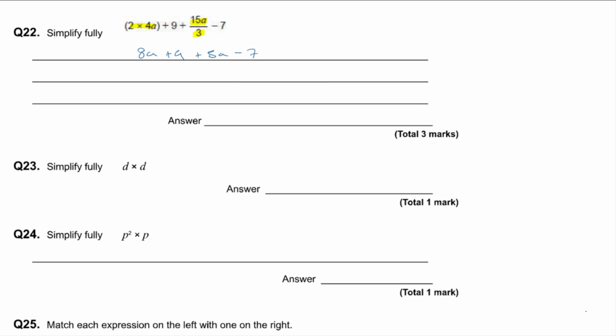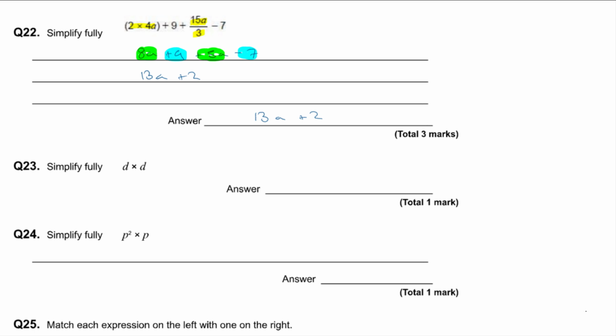Okay, so now I've got terms in a, I've got 8a and 5a, and I've got numbers, I've got 9 and minus 7. So adding the 8a and the 5a together, 8a and 5a make 13a, and then 9 plus negative 7, that's 9 take away 7, isn't it? That's 2. So 13a plus 2. 23, simplify d times d.